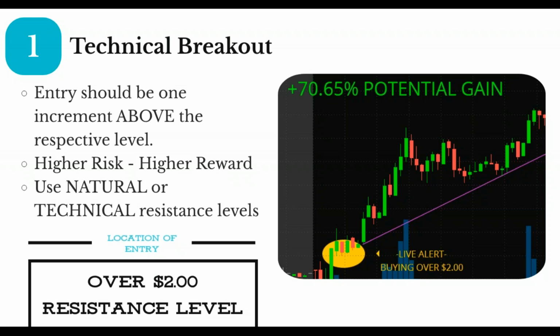In technical breakouts, you can use natural or technical resistance levels. In this example here, we're buying over $2. It's a natural level of resistance, but technical breakouts also apply to critical levels of resistance, maybe 2.17, 2.18, just whatever chart location where you can tell historically what the resistance level is on a specific increment. So the location of this entry was 2.01, just one tick over the $2 resistance level.